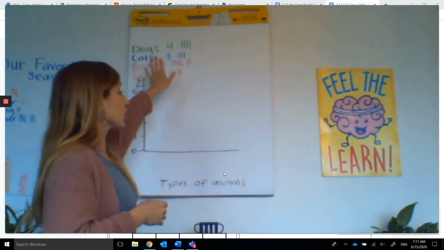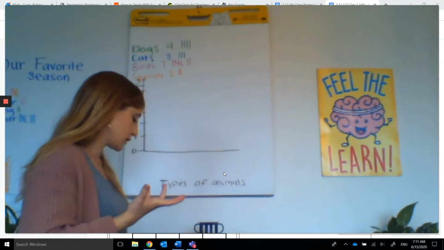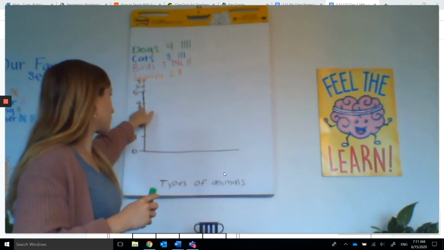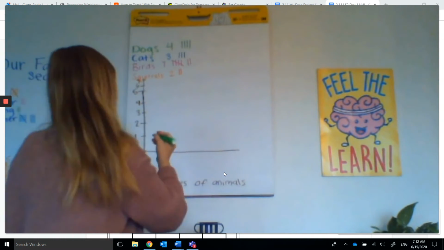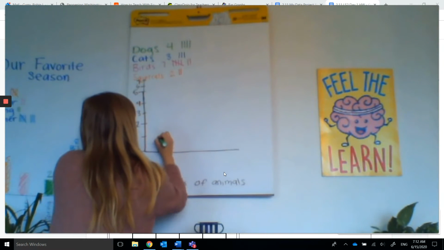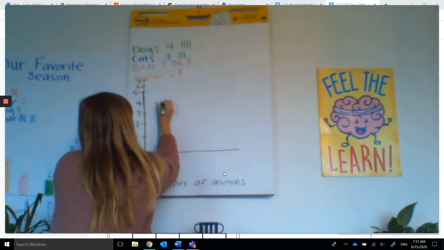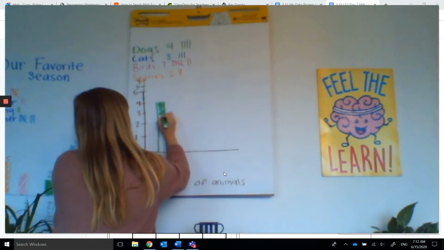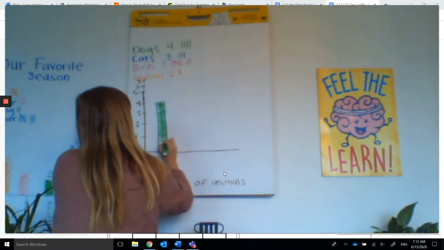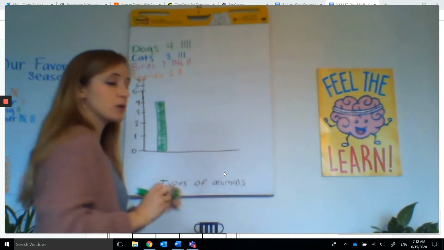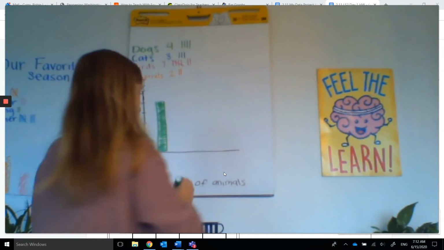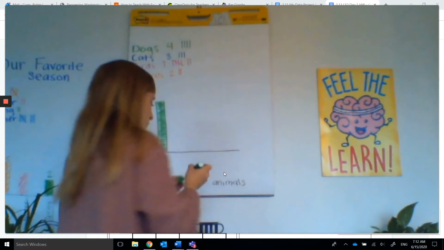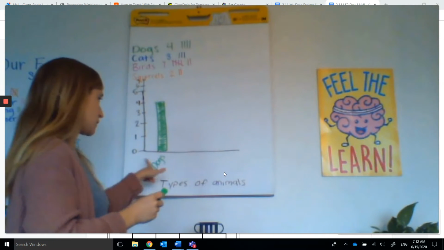Okay, so I'm going to start at the top with dogs. How many dogs did I see? I saw 4. So I'm going to draw my bar up to the number 4. And it's really important to make sure that we put a label on it too. Okay, so now it says dogs.